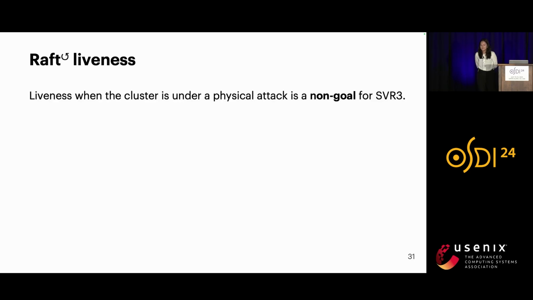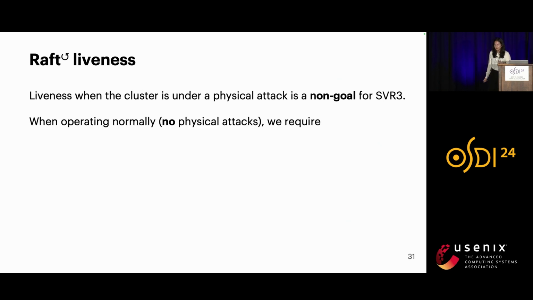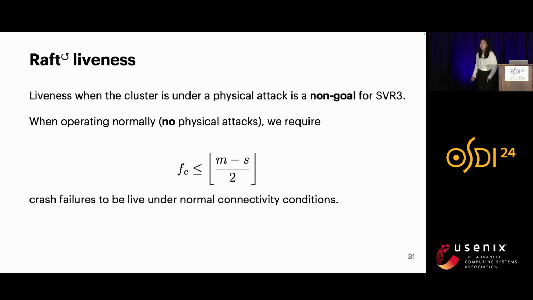So for liveness, like I said with our availability goal, when the cluster is under a physical attack, you're more worried about safety than liveness. So when you're operating normally under no physical attacks, we require there to be the floor of the number of replicas you have in the cluster minus the number of hardware rollback attacks you want to tolerate, divided by 2, crash failures to have liveness under normal connectivity conditions. And just to make this concrete again, that means with 7 replicas, you can tolerate 2 physical rollback attacks, and then you can have 2 crash failures.